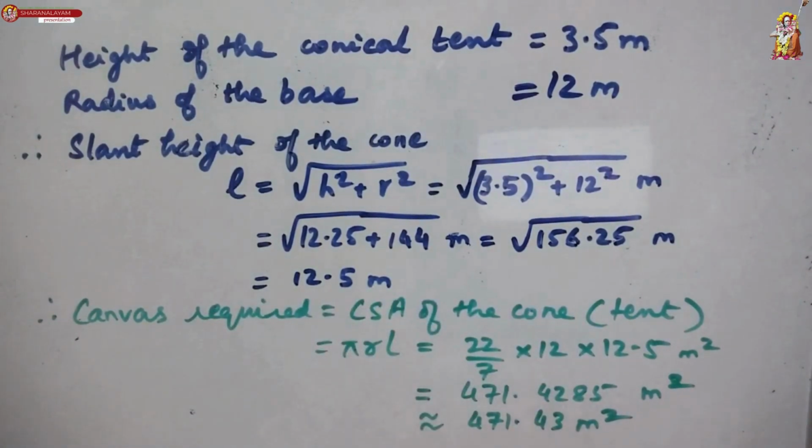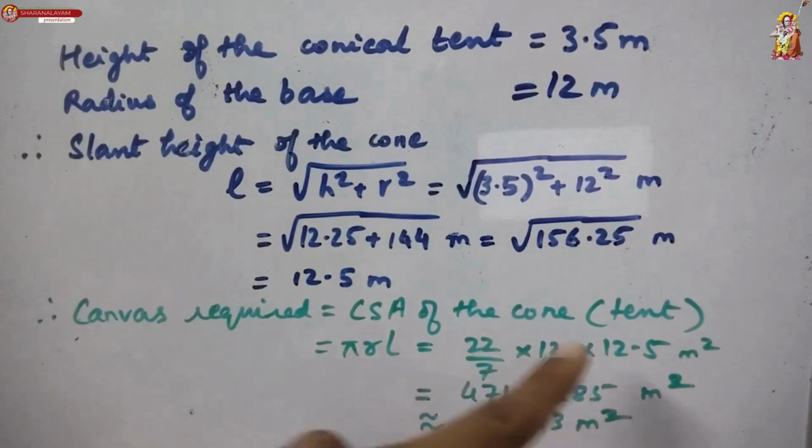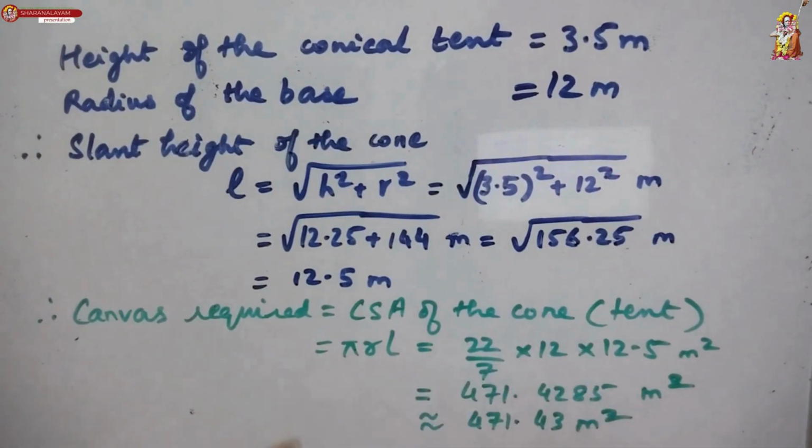Now the canvas required will be the curved surface area of the cone, that is the tent. So we can use the formula pi r L. You can also use 22 by 7 for pi or use 3.14. If you use 22 upon 7, substituting the values, we get 471.43 meters square approximately. That is the canvas required for the tent.